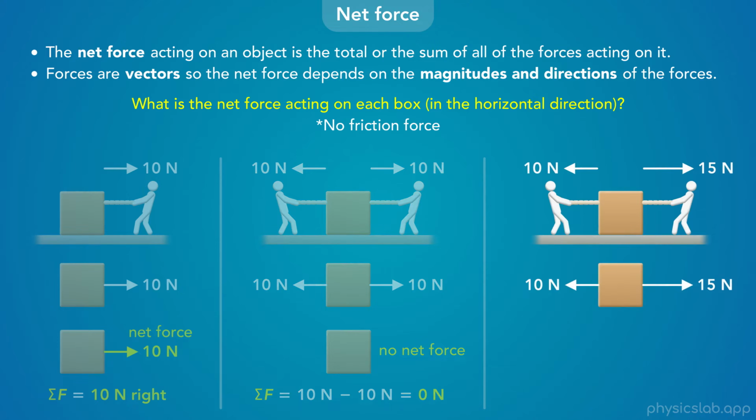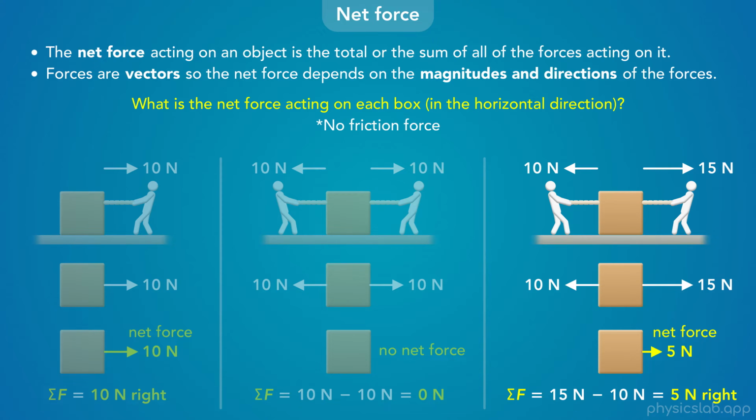In the third example, a person is pulling to the right with 15 newtons of force, and a person's pulling to the left with 10 newtons of force. This means the person on the right is pulling harder than the person on the left. So now, the net force is 15 newtons minus 10 newtons, which is 5 newtons. So the net force on this box is 5 newtons to the right.